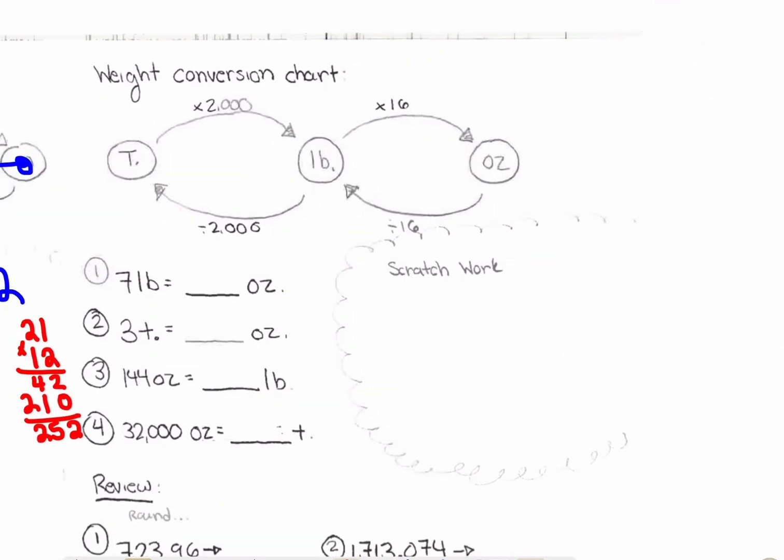The next one, what makes weight so good is that you're only going to have 3 things you can jump between: ounces, pounds, tons. Tons are really big, pounds are kind of big, ounces are super tiny. So I'm going to do the first one, going from pounds to ounces. I'm multiplying by 16. Remember, follow the arrows. 7 times 16, well, 7 times 6 is 42. 7 times 1 is 7, plus 4 is 11. There's 112 ounces in 7 pounds.